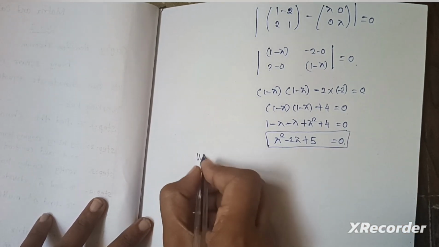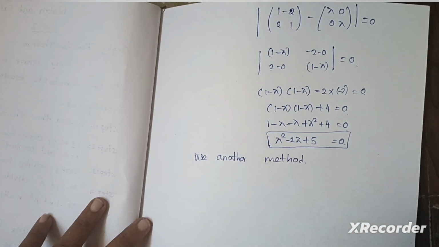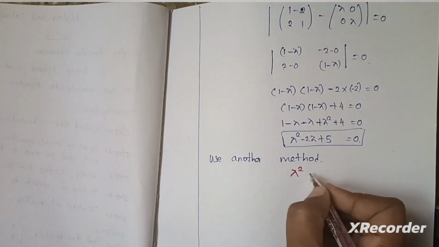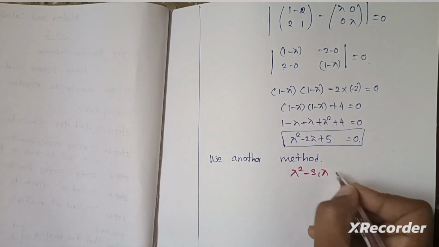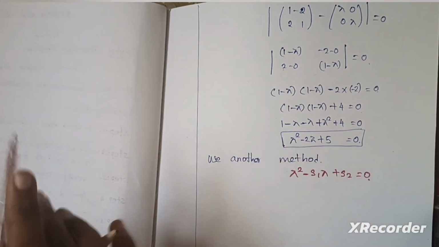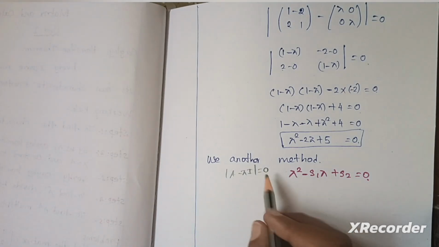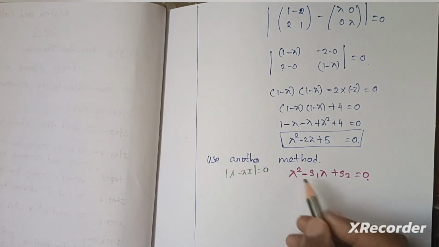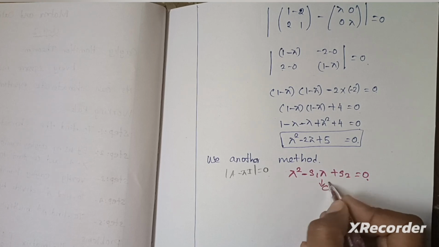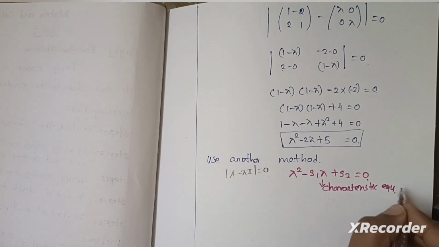We can use another method. Lambda squared minus s1 lambda plus s2 equal to 0, because this is a 2 into 2 matrix. That's why we have the determinant of A minus lambda I equal to 0. But for a 3 into 3 matrix, we use a different characteristic equation. This is the characteristic equation formula: lambda squared minus s1 lambda plus s2 equal to 0.